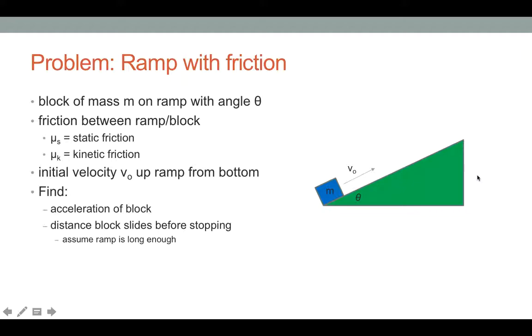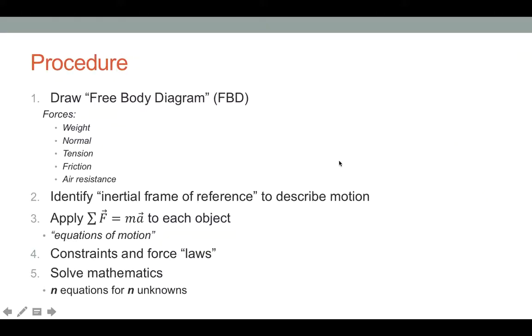We're going to solve this problem using the exact procedure we set out before. We're going to start by drawing the free body diagram, with these forces we're going to consider. We're going to pick a frame of reference, and it must be an inertial one. And then we're going to apply F equals ma, in this case to only one object. And then we're going to apply the constraints and force laws. This will give us a set of equations which we will solve to find the answers.